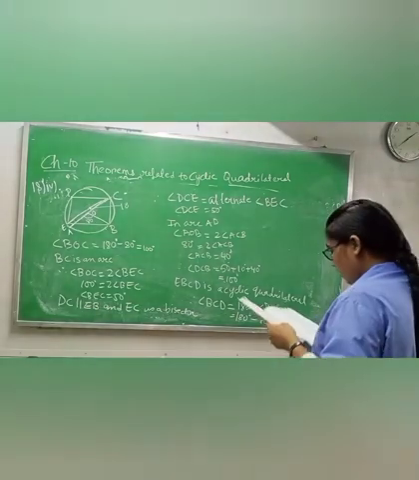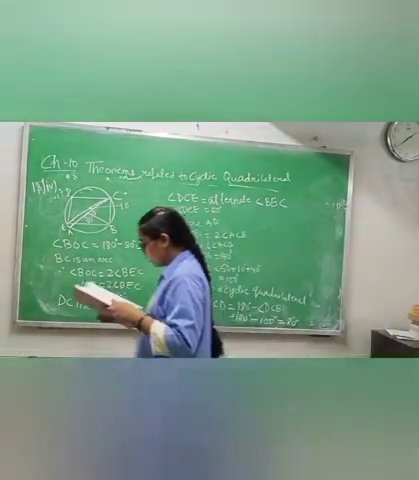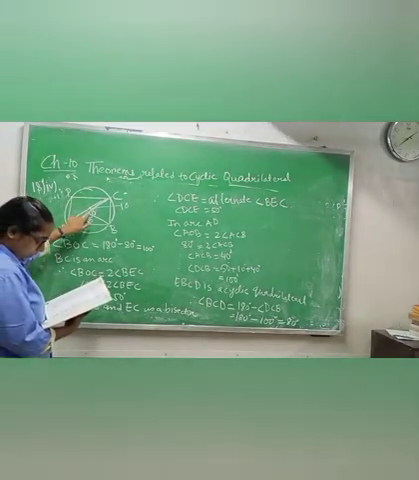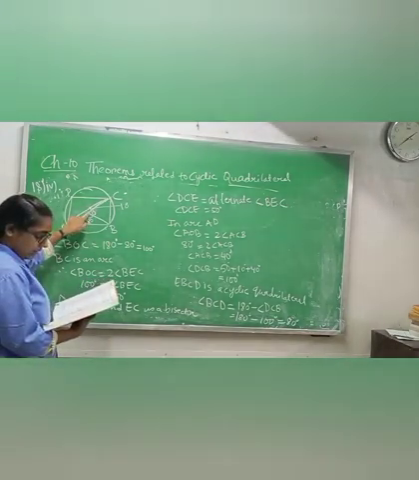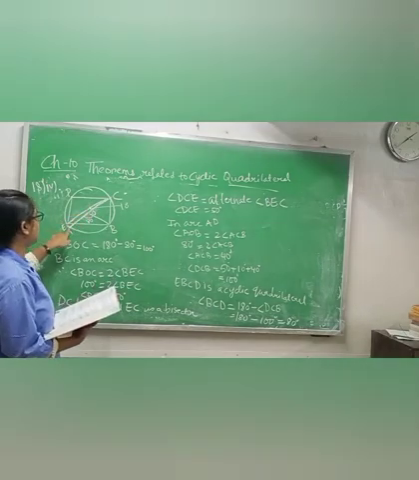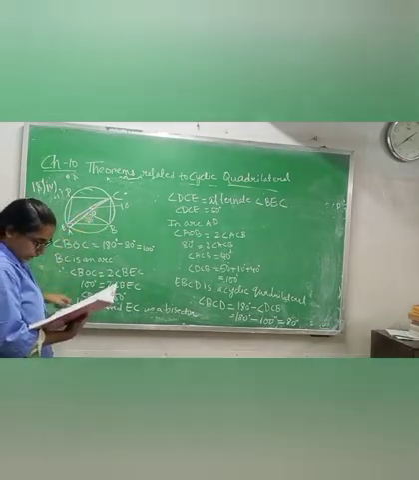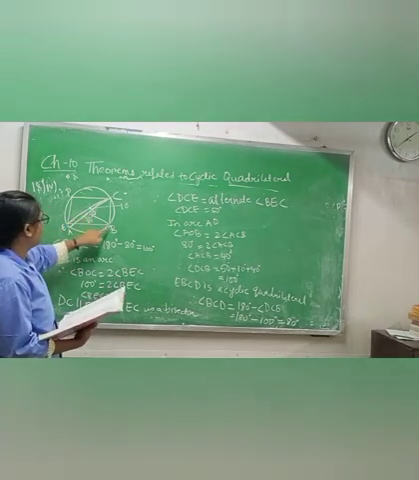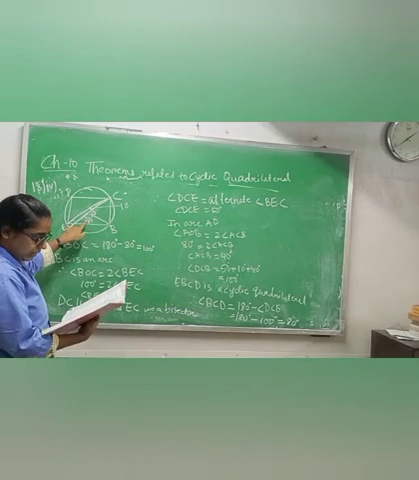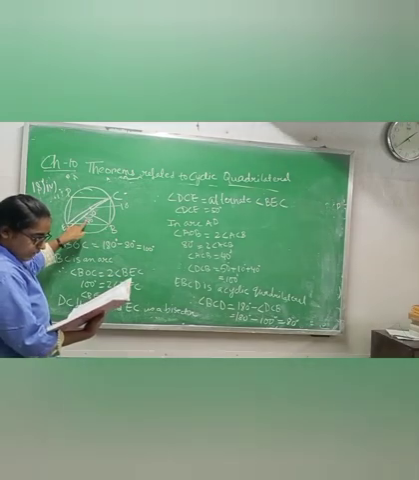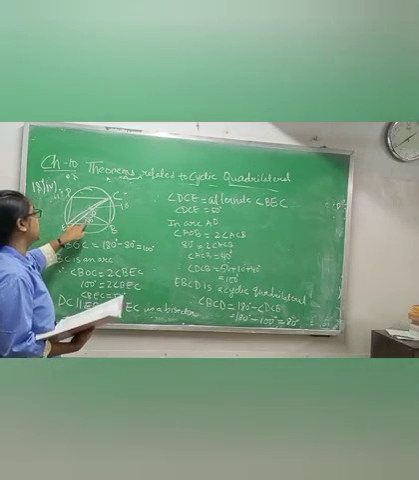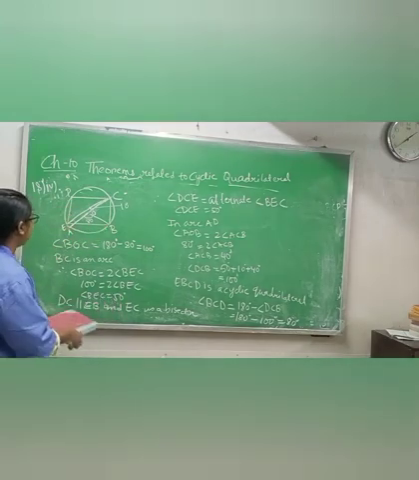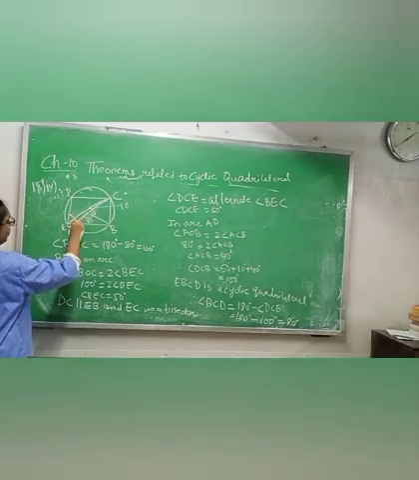Class 10C question number 18.4. In the adjoining figure, O is the center of the circle and AC is its diameter. If angle AOB equals 80 degrees, then let us find the value of BED. BED means the full angle. They are telling us to find the value of this angle.